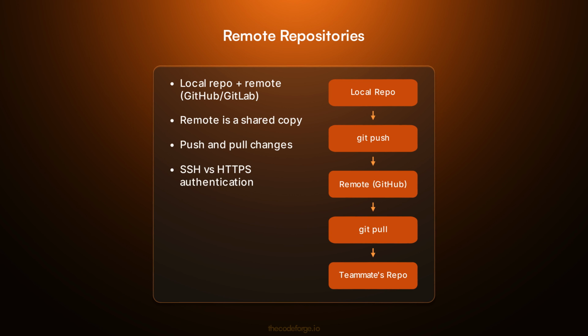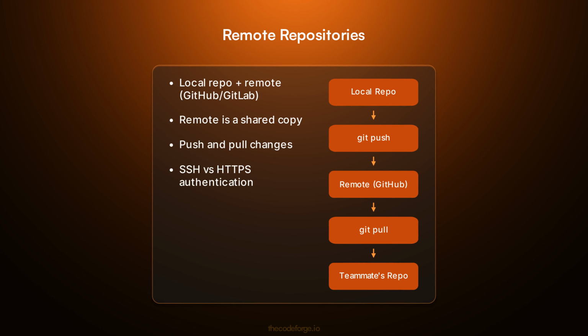Git runs locally, but most projects need a remote home for collaboration. Platforms like GitHub host remote repositories. You push your changes up and pull teammates' changes down. Authentication can be via SSH keys or HTTPS with tokens.